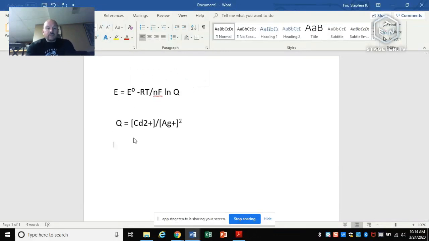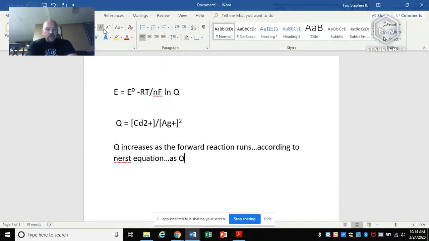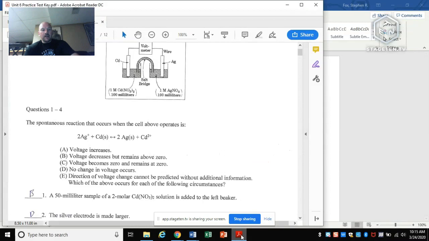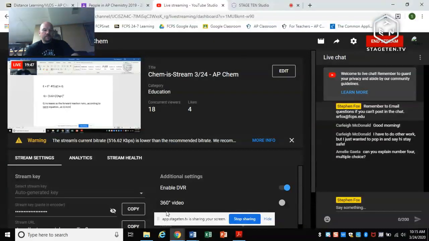Well, what's happening? As the reaction proceeds, Q increases as the forward reaction runs, right? As the reaction produces voltage, Q increases. And according to the Nernst equation, as Q increases above 1, cell potential decreases. The voltage becomes less and less. Okay. Now, you could use the Nernst equation to justify that answer, but the other way to do it is Le Chatelier's principle.